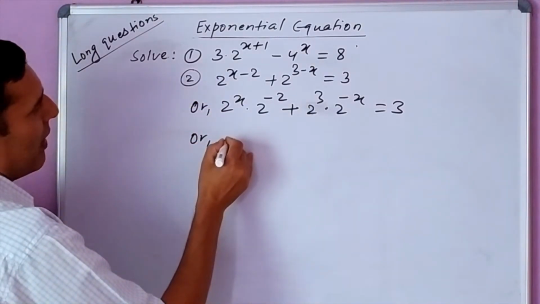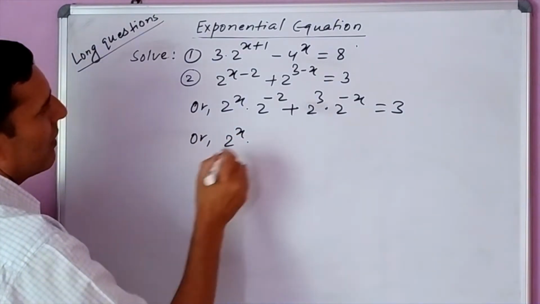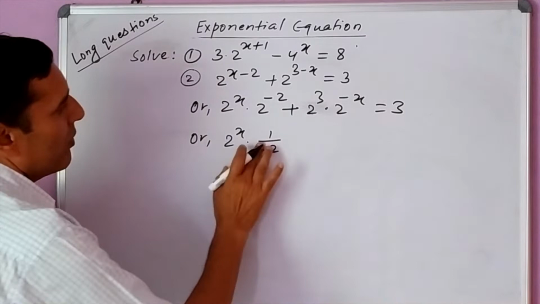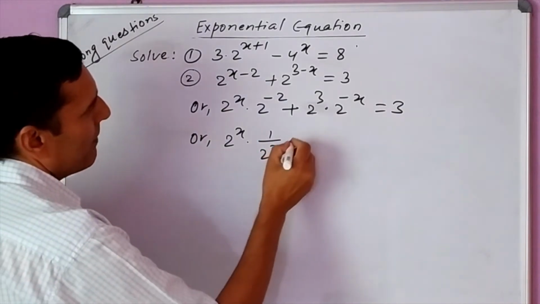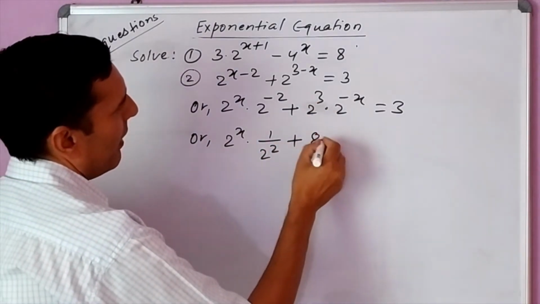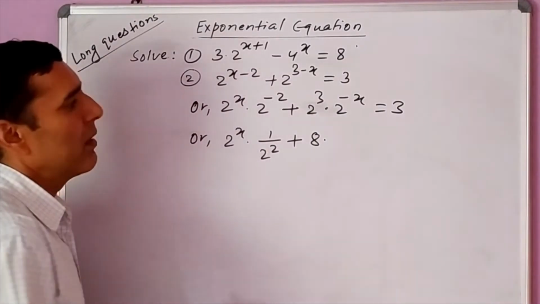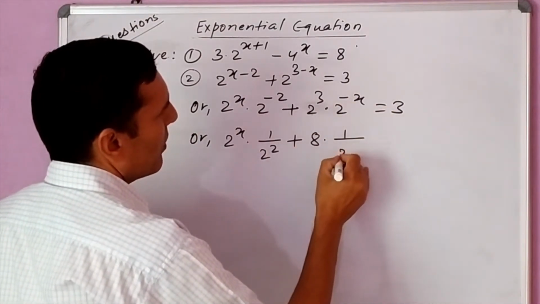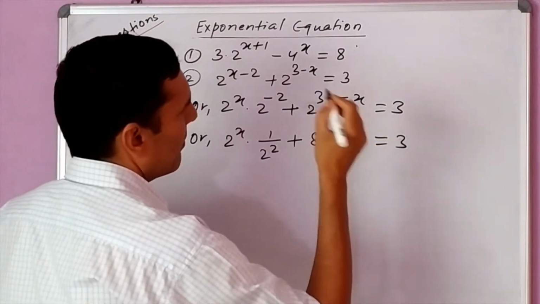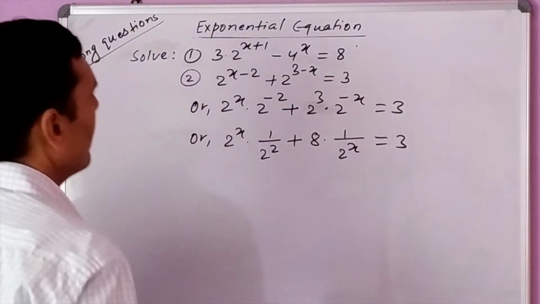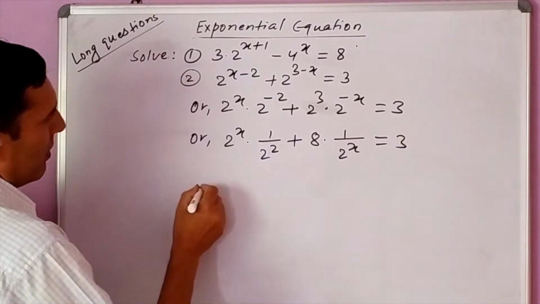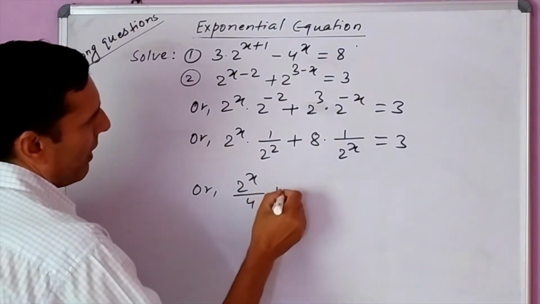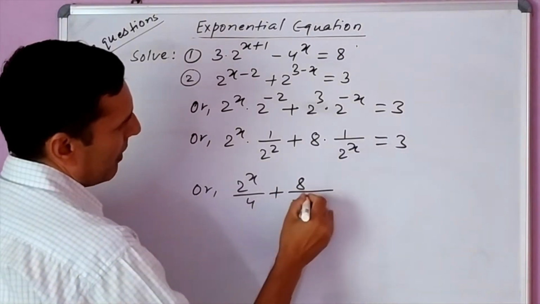It is 2 to the power x. 2 to the power minus 2 is 1 upon 2 square. Look here. And 2 to the power 3 is 8. And 2 to the power minus x is 1 upon 2 to the power x. Look here now. This is 2 to the power x upon 4, and this is 8 upon 2 to the power x, is equal to 3.